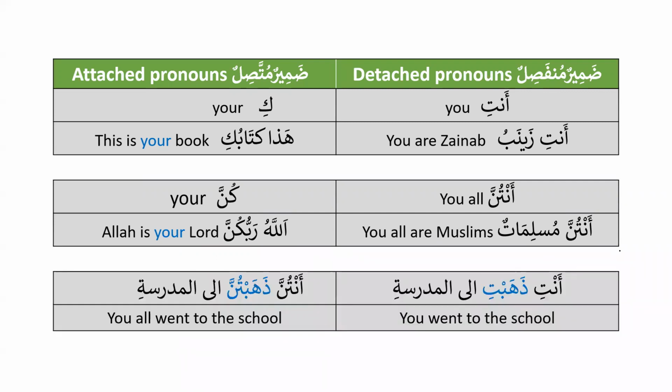And the verb here we can see that for the singular feminine, it will be anti dhahabti ila al-madrasati. We know that if we have the pronoun which is singular for the feminine, then the verb has to be the same. So anti dhahabti ila al-madrasati. And when we have the plural pronoun, for example, antunna, then the verb has to be the plural as well. So it will be antunna dhahabtunna ila al-madrasati. You all went to the school. So inshallah, today's lesson, we will focus on antunna and kunna, and similarly the past tense, which is used for the feminine plural for the second person, which is dhahabtunna.